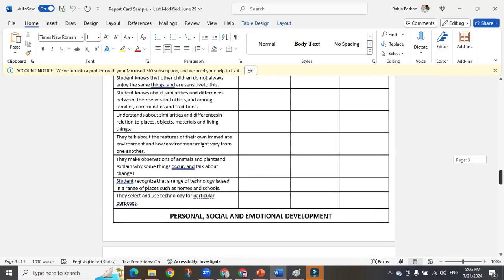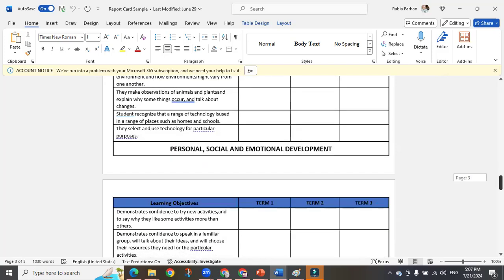Then understanding of the world will come. That will include your technology, your science, your engineering. Everything will come in that. Your STEM, basically STEM performances will come in there.